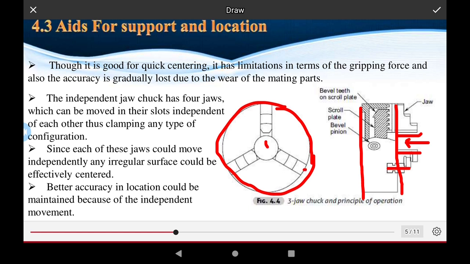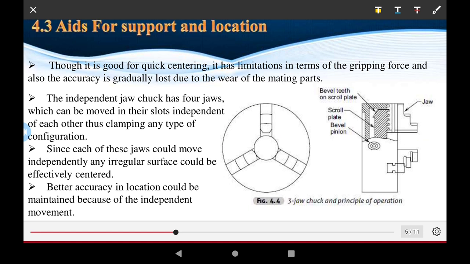This is the tool post, connected by bolts to the jaw chuck of the machine. The workpiece has a very high diameter. The chuck also extends outside in length, and the holding of the job is very square. This is the jaw, and this jaw also.